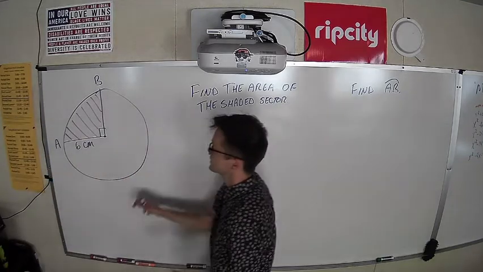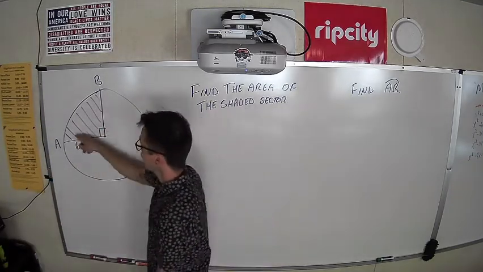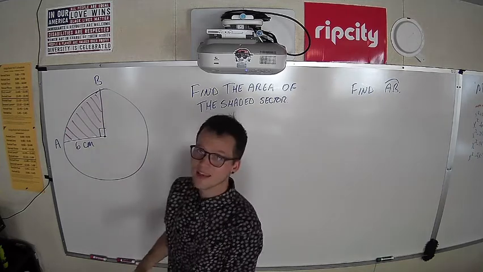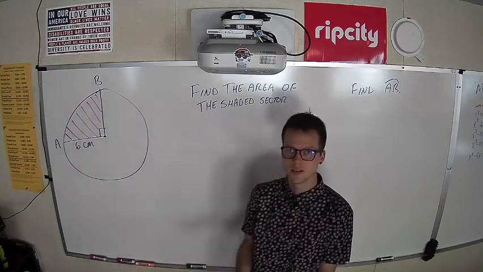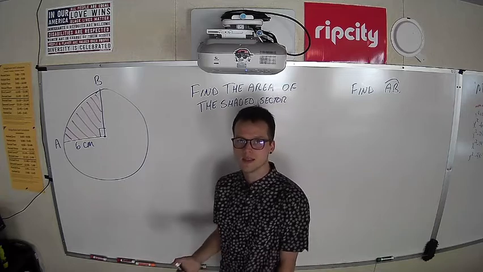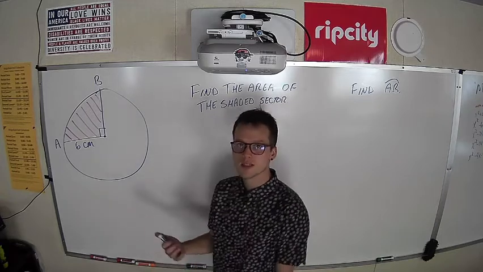So here's some circle. We have a region over here that's shaded in. We call that a sector. Think of a sector like a slice of the circle, like a piece of pizza or something like that. There'll be all sorts of different sizes.